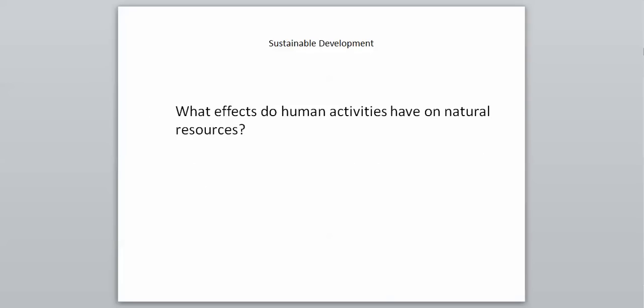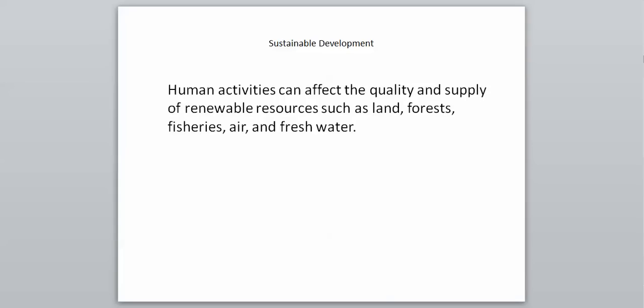Again, alluding back to the main overriding theme of this chapter: what effects do human activities have on all these natural resources? What are humans doing to help or hurt whether these resources are coming back? Human activities overall will affect the quality and supply of renewable resources such as land, forests, fisheries, air, and fresh water. So we are using up our renewable and non-renewable resources, and our activities are also negatively affecting our renewable resources. It's not that we're just using them up, we're harming them even when we're not using them.